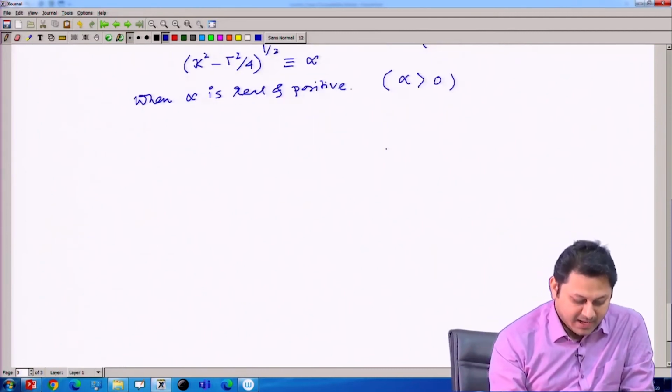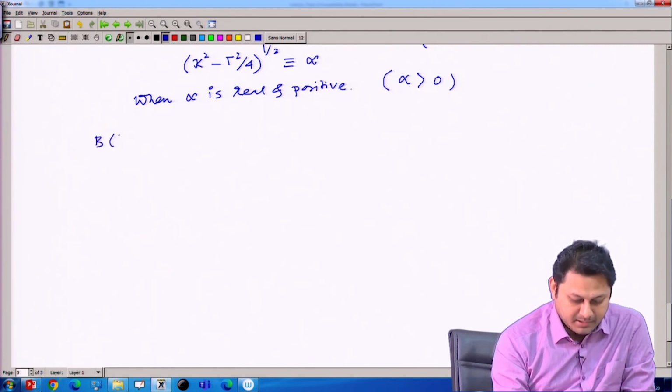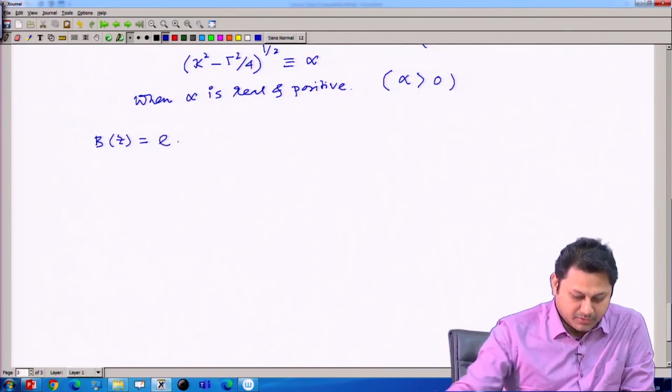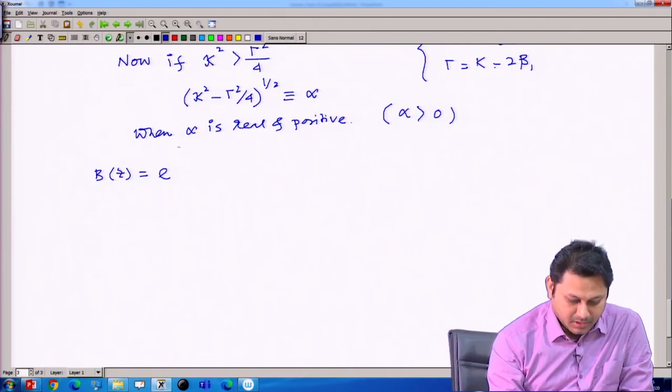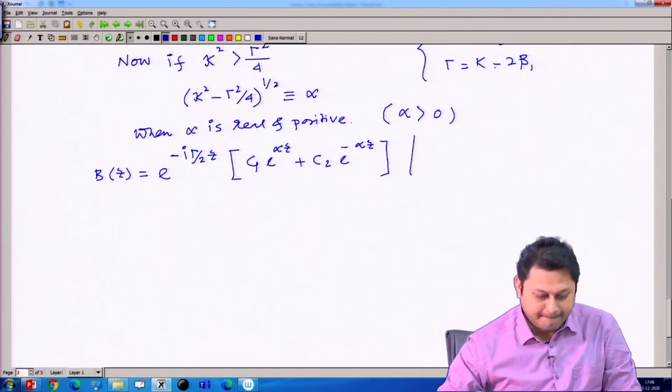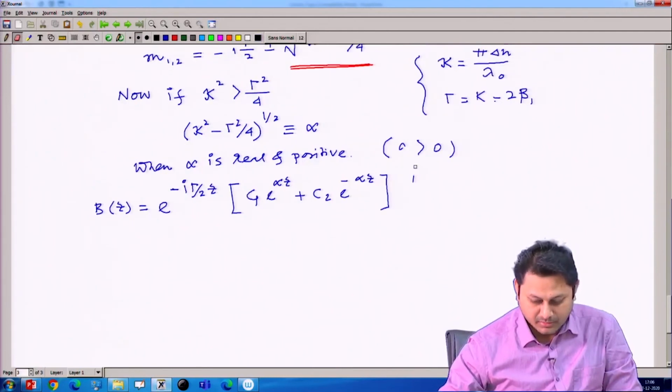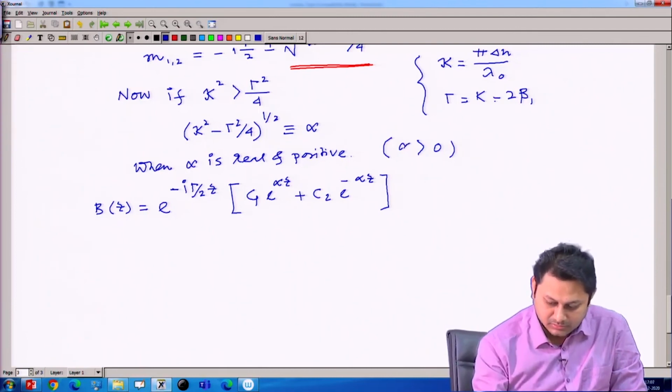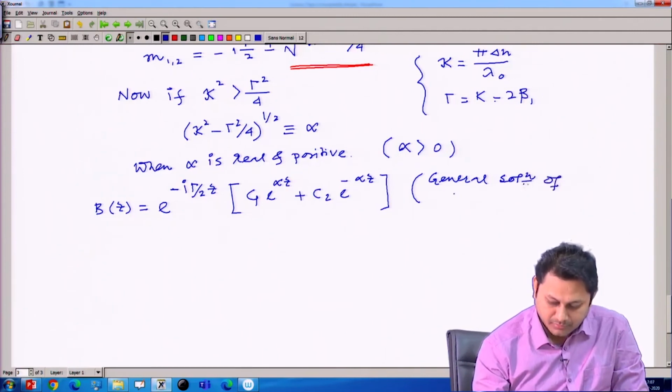So then we have B(z) as e to the power of minus i gamma by 2 z, and then C1 e to the power of alpha z plus C2 e to the power of minus alpha z. This is the general solution of B.